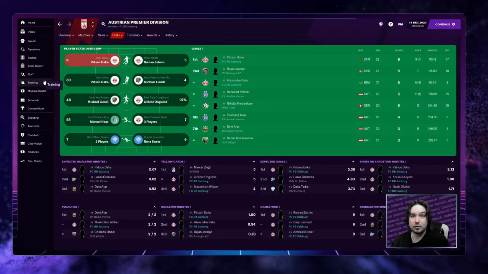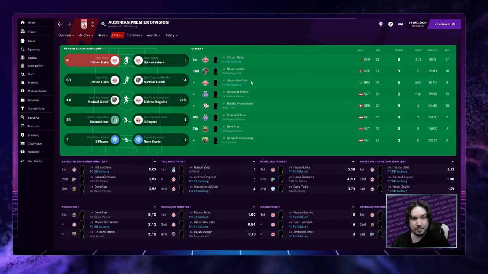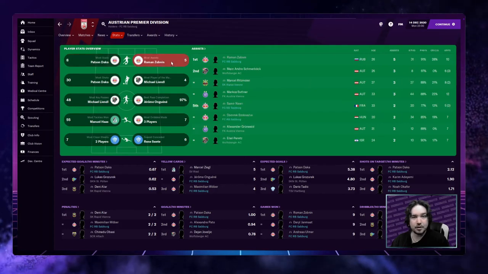A quick look at the goal scoring charts in the league. We can see that Patson Dakar is the leading goal scorer. Our Zambian has 8 goals. Then Pato sits joint second with 5 goals. And then we've also got Roman Zobnin with the most assists in the league with 5. And then joint fifth is Samir Nasri and Dominic Szoboszlai with 2 assists each.